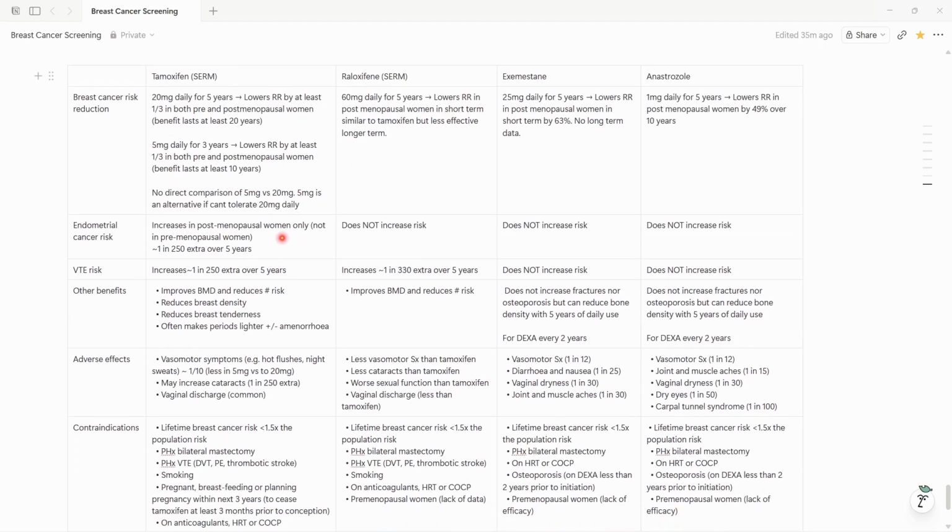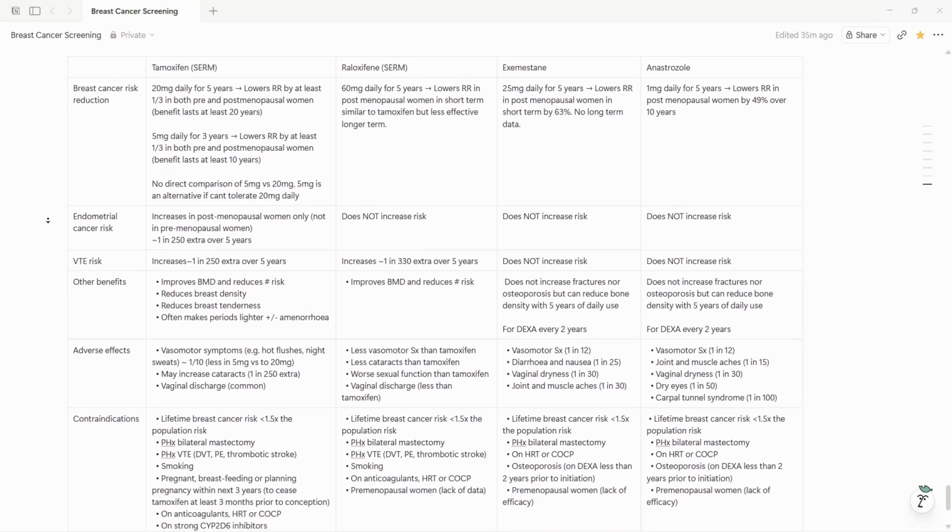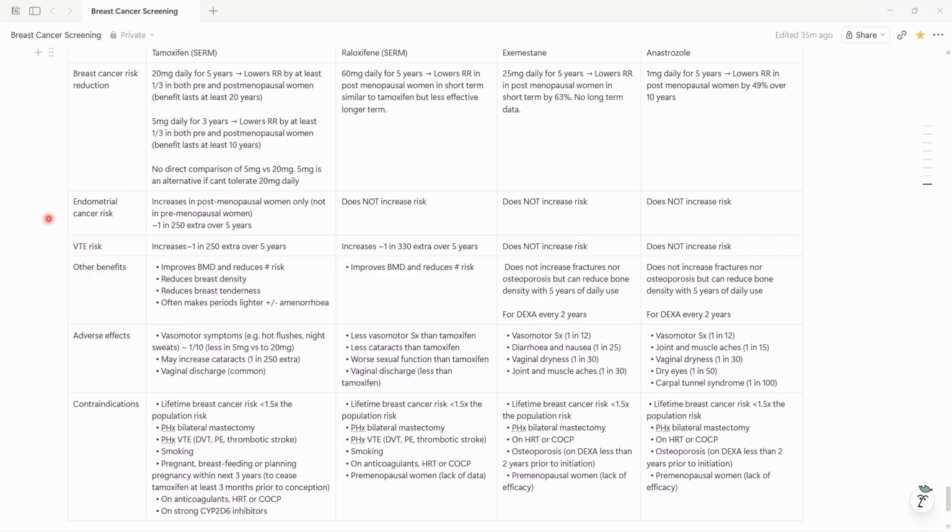So this here is a table that goes through the 4 different medications to help reduce breast cancer risk as primary prevention, and these are tamoxifen, raloxifene, which are both selective estrogen receptor modulators, and then we have exemestane and anastrozole. So we will talk about each one of these medications with regards to their breast cancer risk reduction efficacy, their risk of endometrial cancer, their risk of venous thromboembolic disease, any benefits that they may otherwise have, as well as any adverse effects and any contraindications. So we'll start with tamoxifen.